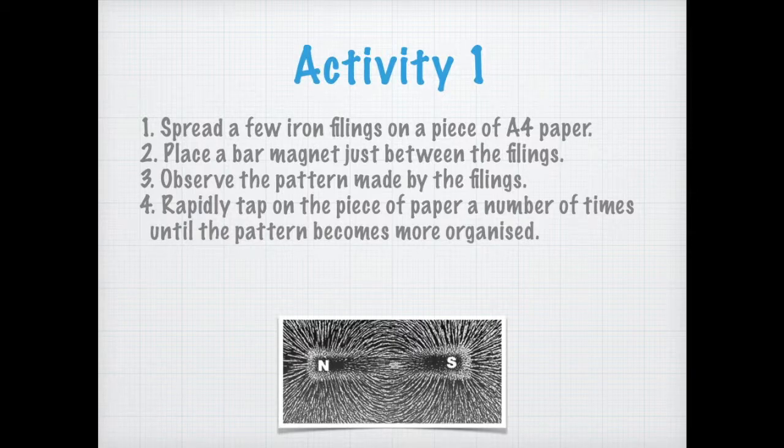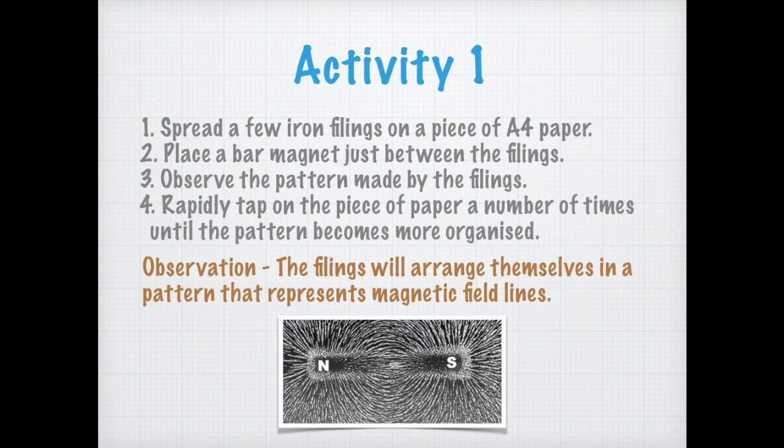And to make it more clear, tap on the piece of paper a number of times, politely and gently. You're going to clearly notice the pattern. It is a pattern made by iron filings. I highly suggest you try it yourselves, but I am telling you what's going to happen. The observation is that the filings will arrange themselves in a pattern that represents magnetic field lines, as you can see in the diagram below. Please try it at home for your own knowledge's sake, and it's really interesting.